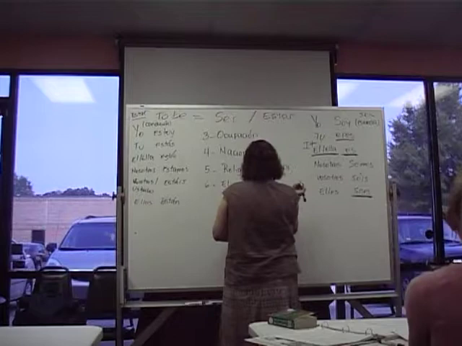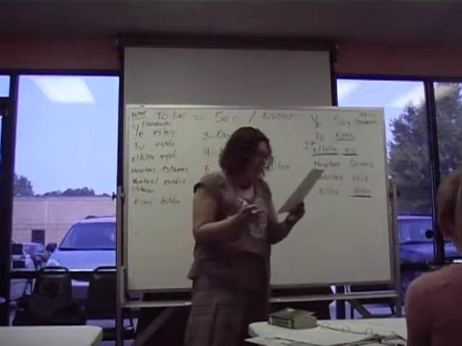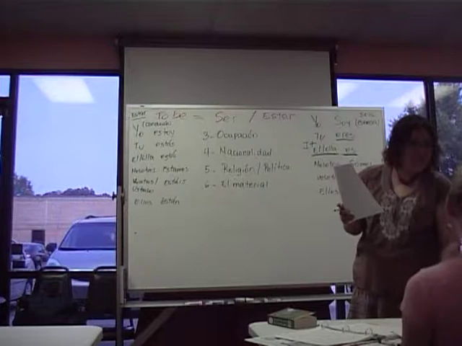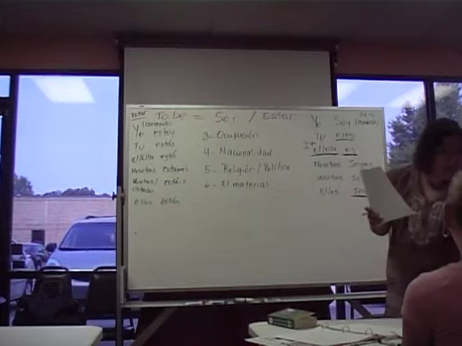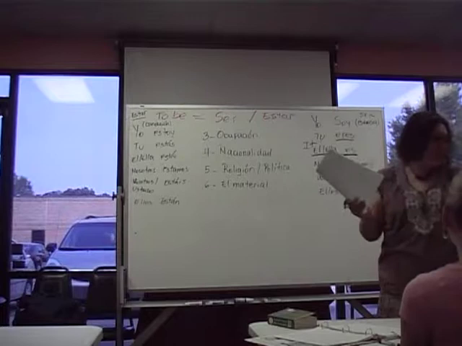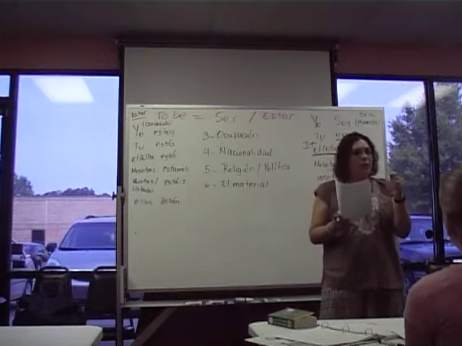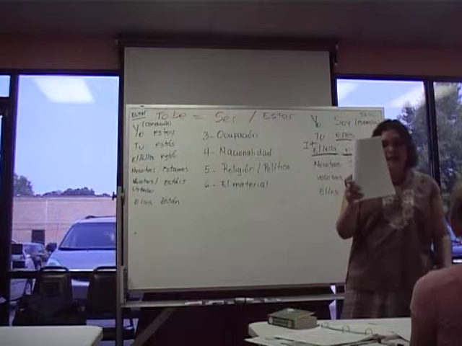Okay. ¿De qué material es la mesa? This one. What is it? Es de plástico. Plástico. Es de plástico. It's going to change, or it's always going to be plástico? Always. See? That's why this is really important, because when you figure that out, it's going to be easy for you to know when to use SER and when to use ESTAR. Okay? So, ¿de qué material es la mesa? Es de madera. Es de plástico.